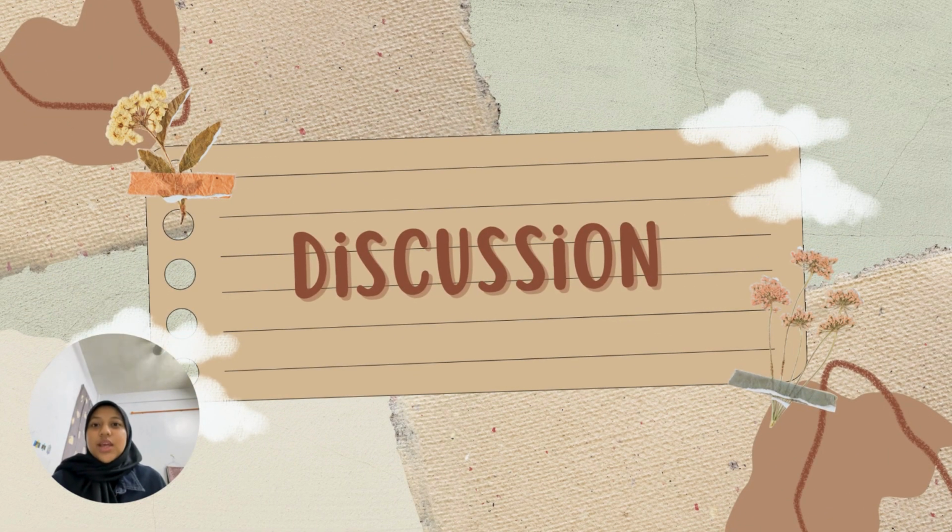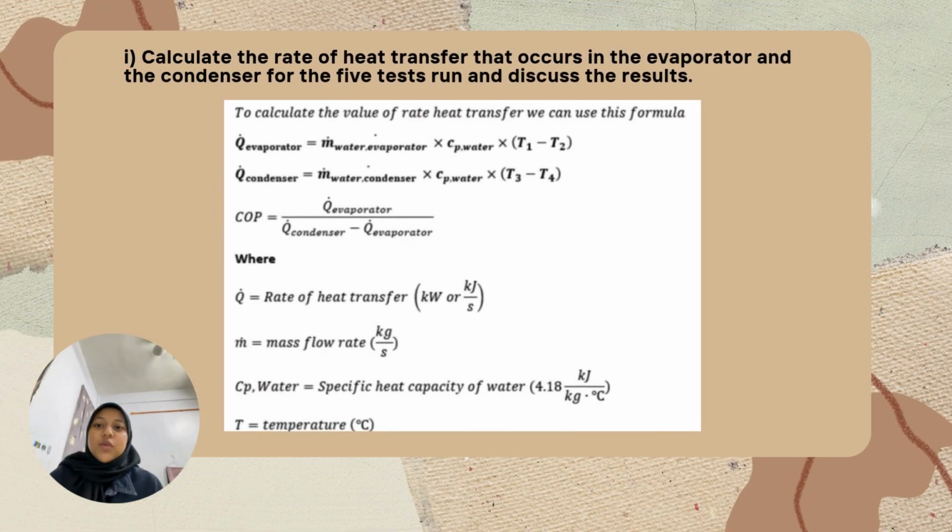So the discussion that we can get from this experiment. The first question asks us on how to calculate the rate of heat transfer that occurs in the evaporator and the condenser for the 5 tests run and discuss the result. So to calculate the value of rate of heat transfer, we can use this formula, which is Q evaporator equals M, which is mass flow rate of evaporator, times Cp, which is specific heat capacity of water, times (T1 minus T2). And for Q condenser is also the same, which is mass flow rate times specific heat capacity of water times (T3 minus T4).